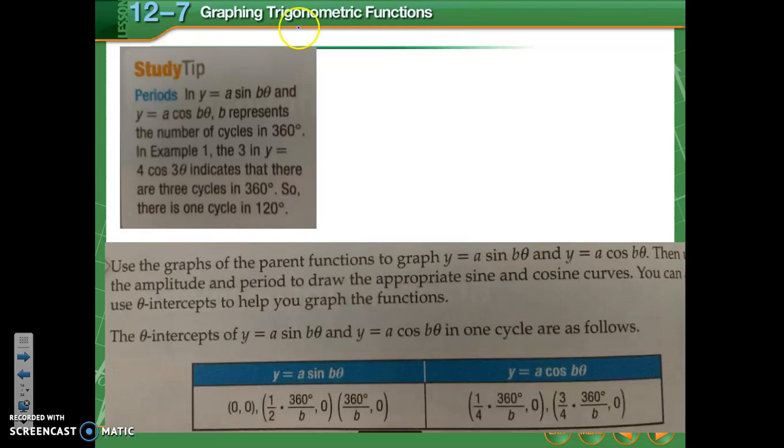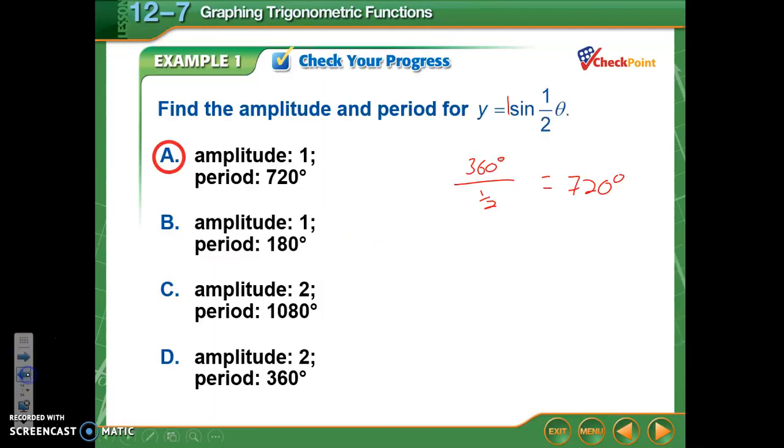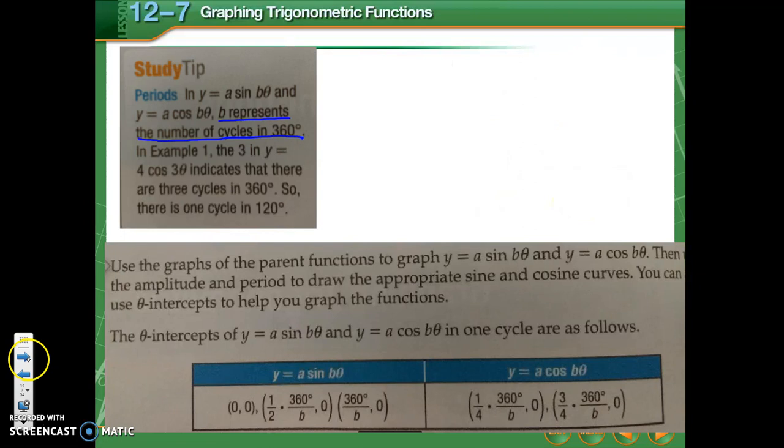All right, sorry for these bad pictures, but just a reminder of how this works. If I have A times the sine of b theta, or A times the cosine of b theta, B represents the number of cycles in 360 degrees. So that B tells me how many full cycles I'll go through in one period. So if I look back at this example we just did, this 1/2 means that in 360 degrees, I'll only do half of a cycle. That's why it takes me 720 degrees to do a whole cycle.